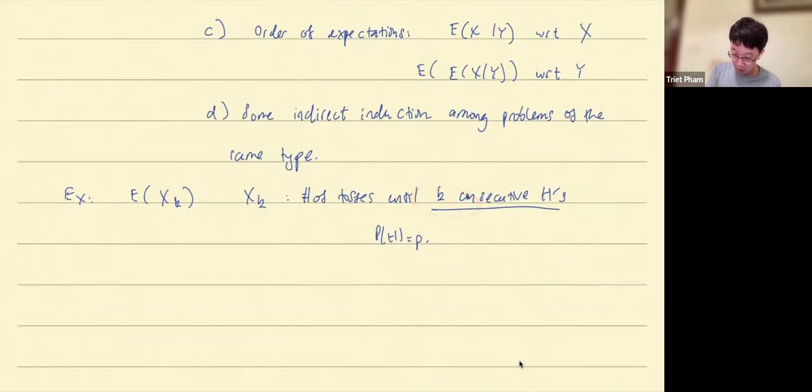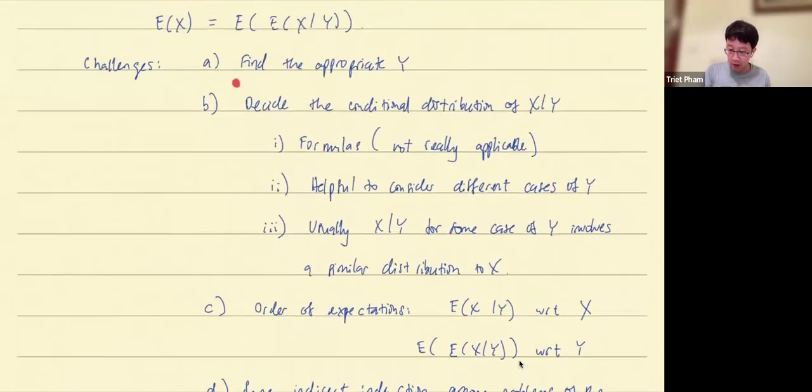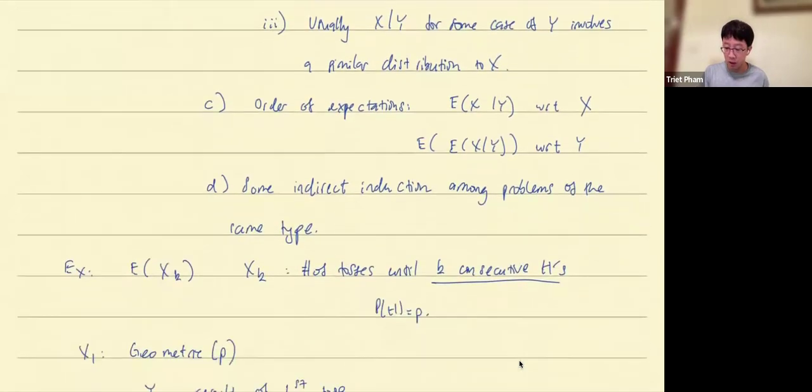So, for example, x1, the number of tosses until the first head, is clearly just a geometric random variable. And well, you can just use the formula, but here we can already start conditioning. And the conditioning is on the result of the first trial, the first toss. And again, this goes back to finding the appropriate y, right?